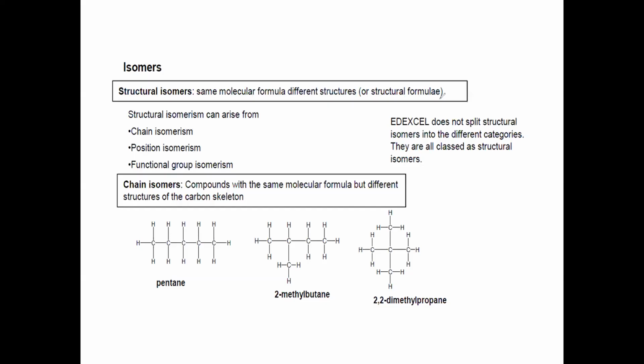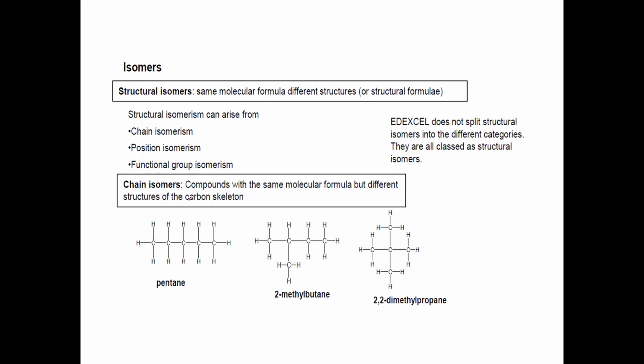So we were discussing the introduction to organic chemistry, how we define the term isomers, and there are different types of isomers. First, the structural isomers. Structural isomers means they have the same molecular formula but different structure. We call that structural isomers. And these structural isomers are actually divided into chain isomerism, position isomerism, and functional group isomerism.